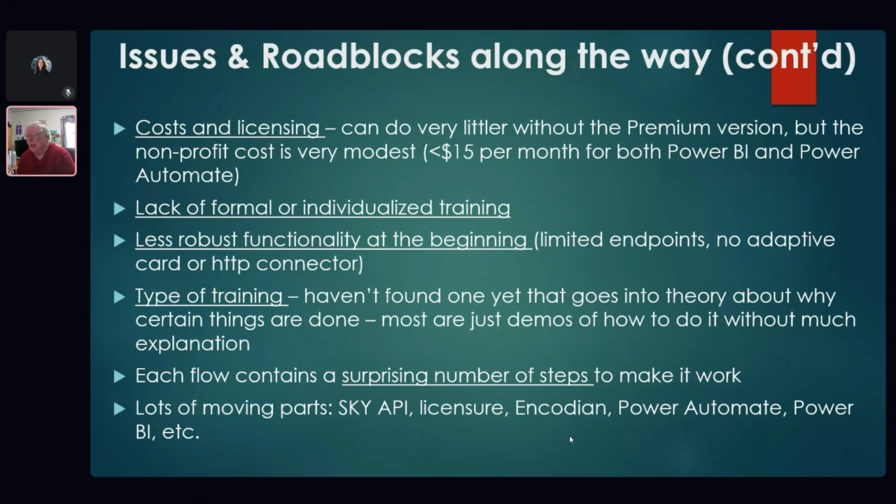And what I found probably the most surprising thing is the number of steps that it takes to make things work, and the number of moving parts that you find. For any add-in button, you need Sky API. You need to have a trigger, and it goes through Sky API to do that. There's the licensure issue. Some of the templates use Encodian. We don't have Encodian, so you have to kind of work around that, or you have to get that integrated. There's Power Automate, Power BI, there's SharePoint, there's Excel and Word and templates and all the other things that go with that.